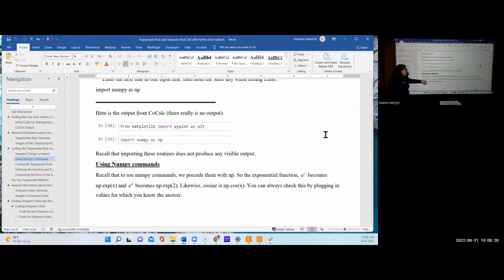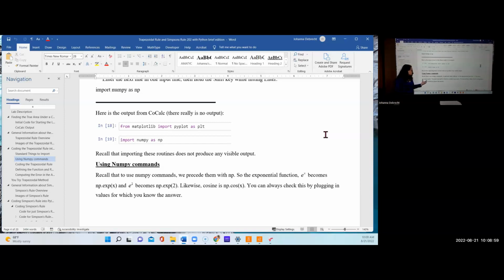So, for example, e to the x becomes np.exp of x, and e squared becomes np.exp with parentheses around the 2. Now, what is this doing? By putting the np at the front, we're telling it to evaluate it as a number, not a symbol. If we wanted a symbolic, we would have to use a different command. And I do that in some other labs, but not this lab. In this lab, we're mostly concerned, of course, with approximating the area under the curve. So we actually need numbers to add together.